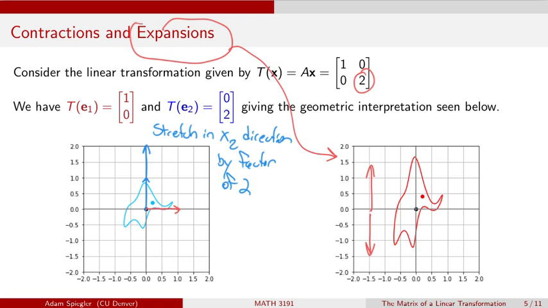And I would encourage you to take a look at the textbook. They have other contractions and expansions. For example, what happens when we contract or expand in just the x1 direction and not the x2 direction.